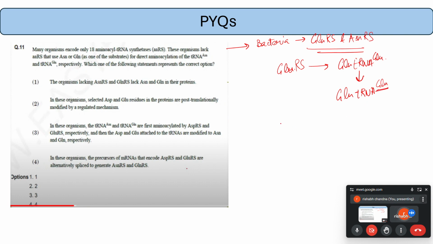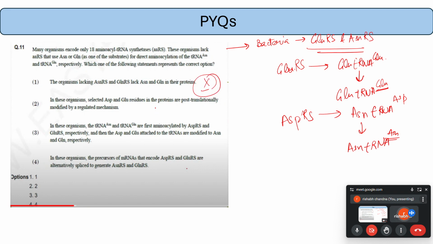Okay. Similarly, aspartate RS will load asparagine tRNA with aspartate, and then post translationally this will be converted to asparagine. So this will happen in both the cases, like the previous question. The correct option would be: the organism lacking asparagine RS and glutamine RS lack asparagine and glutamine in their proteins. So this is wrong.